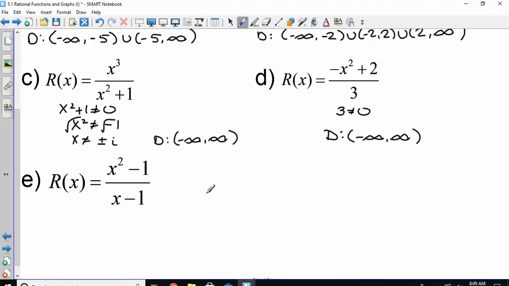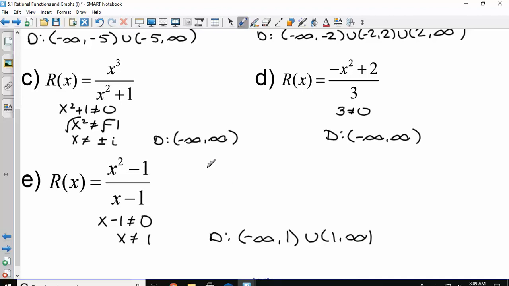E. So if we say this cannot equal 0, then x cannot equal 1. So how would I write my domain? Any questions about how we find domain from a rational equation? It's that your denominator equals 0, and those are the things x cannot be.